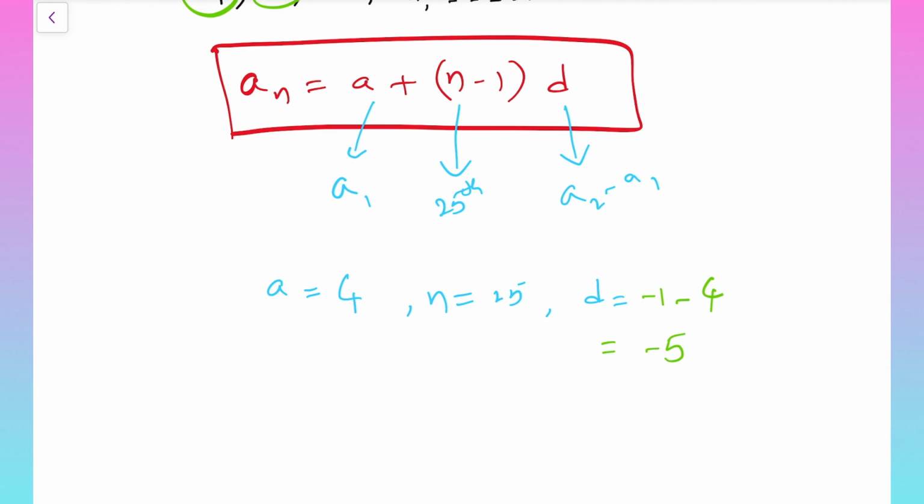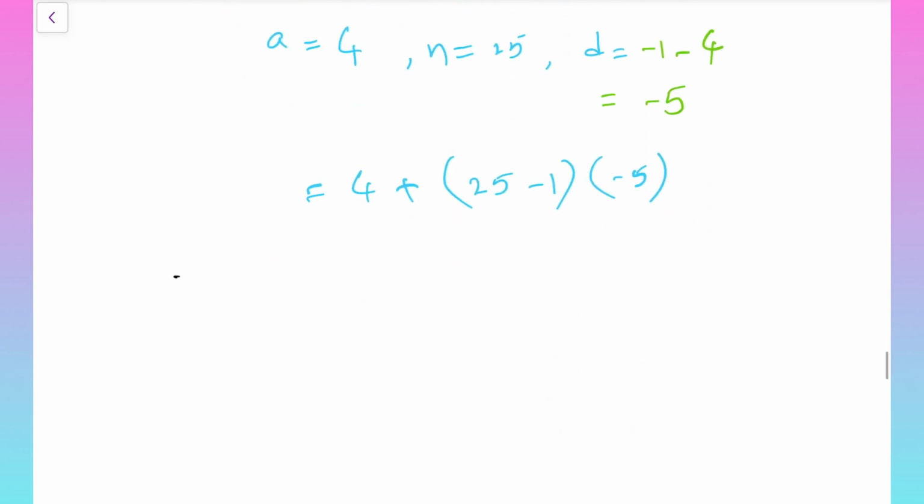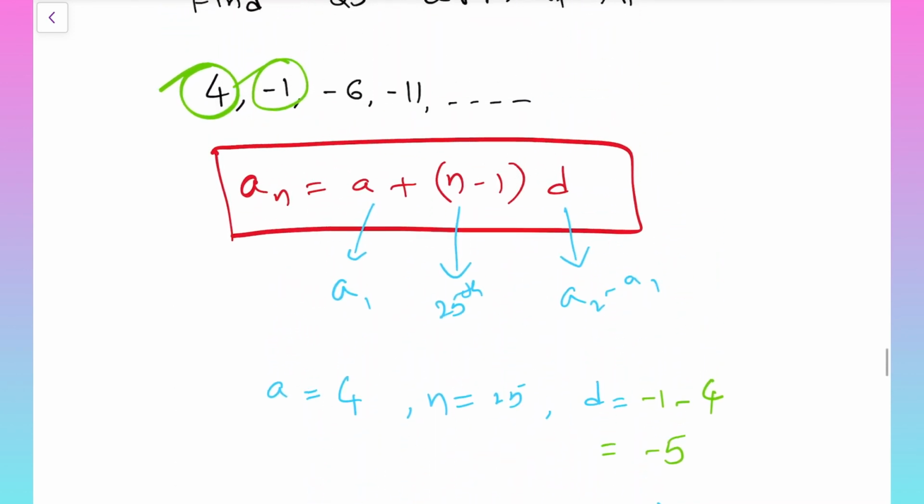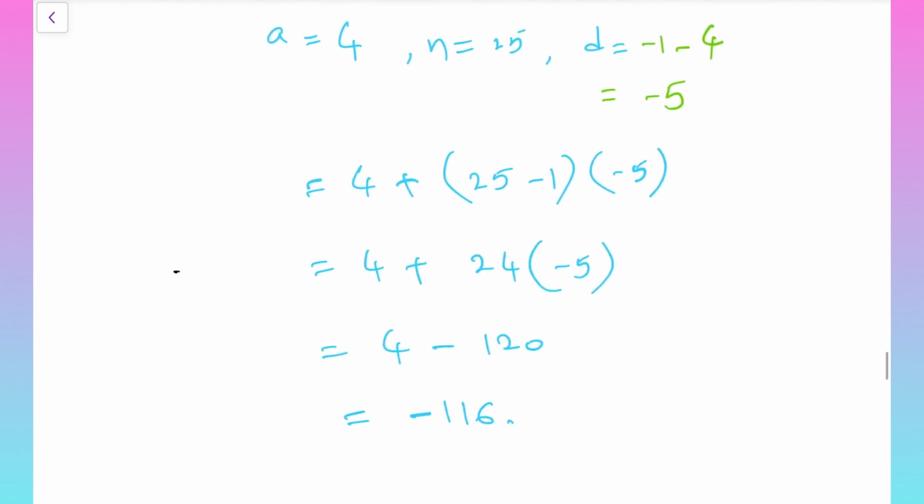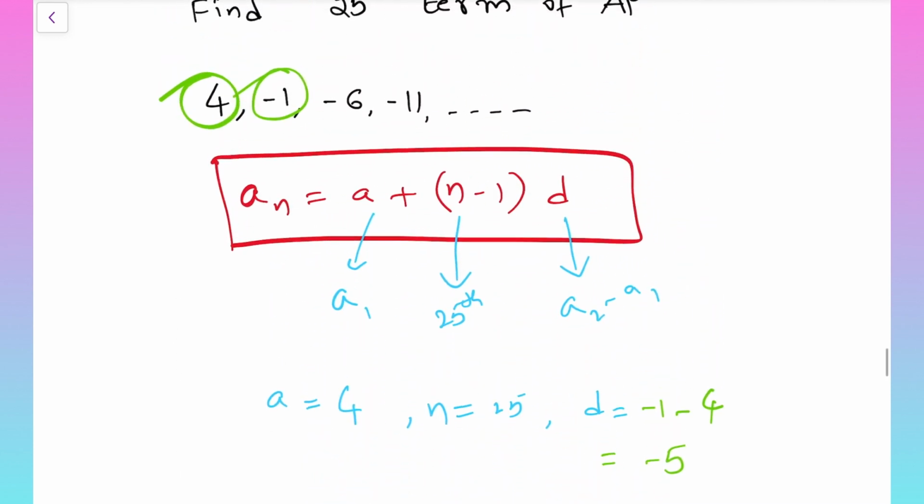Now let us substitute these all in the formula. A 4 plus N 25 minus 1 into D minus 5. So let us simplify this. 4 plus 25 minus 1, 24 into minus 5. 4 plus, into minus is minus. 24 5s are 5 4s are 20, 0 2, 5 2s are 10, 12, 120. So 4 minus 120, minus 116. So in the given arithmetic progression, if the progression continues like that only, then the 25th term will be equal to minus 116.